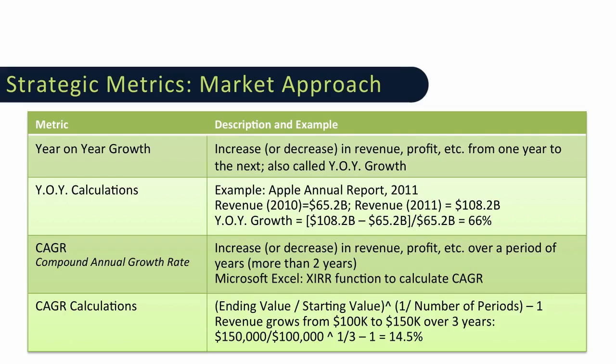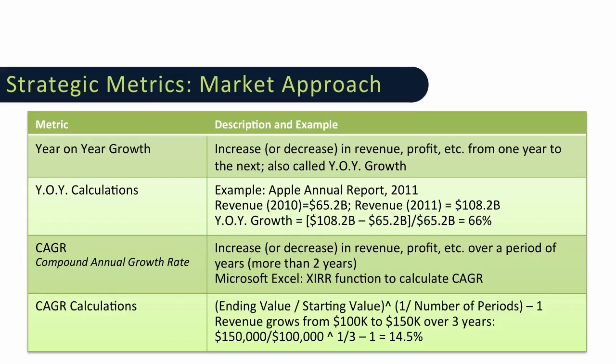We can look at growth in sales from one year to the next, called year-over-year growth, or year-on-year growth, or consider growth over longer periods where we use compound annual growth rate, pronounced CAGR. For year-over-year revenue growth calculations, we subtract the revenue at the start of the year, called the starting value, from the revenue at the end, called the ending value, and divide by the starting value.